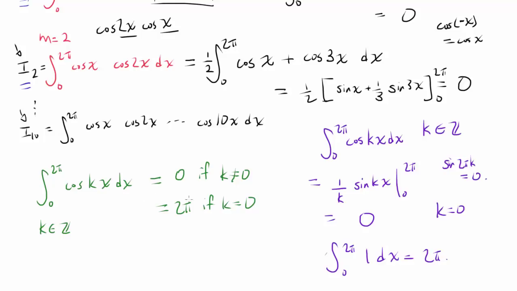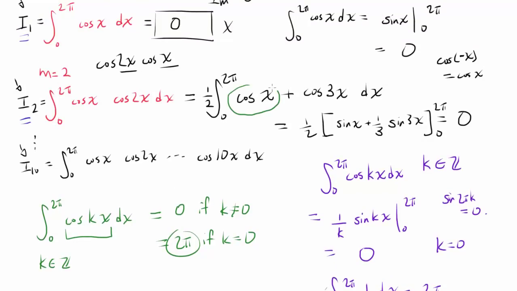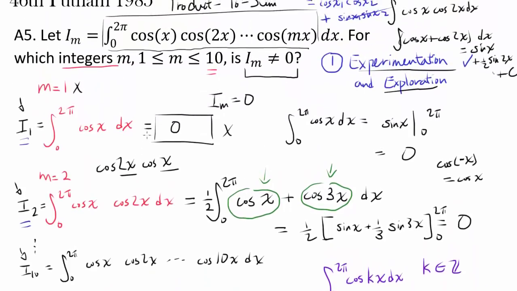So the only way the integral from 0 to 2 pi of cosine of kx dx is going to be something other than 0 is when you have cosine of 0, or simply 1, inside. And obviously, we have cosine of x and cosine of 3x, and the integral from 0 to 2 pi of both of them is going to be 0. So we're going to get 0 for this one. So naturally, you may ask, how are we going to get something other than 0? How are we going to force cosine of 0x to come about inside this integral?